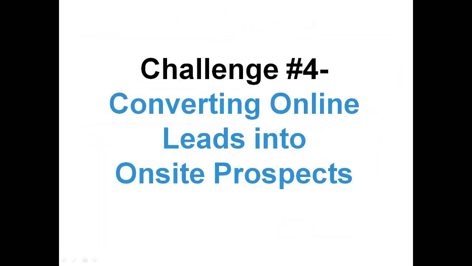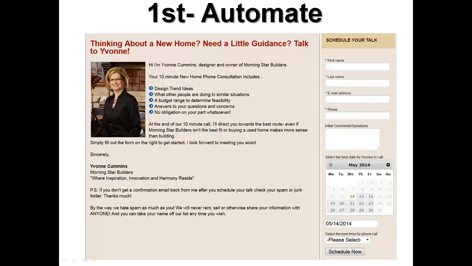The fourth challenge is how do you convert online leads into sales-ready on-site prospects? There's really four ways to do this. First, you can automate the process. When somebody comes into your website and fills out a form, they automatically go into your nurturing program. Every call to action in your nurturing program can drive them back to a page like this, letting them schedule themselves for when they want to talk to you and what they want to discuss with you. So automating is the first way.